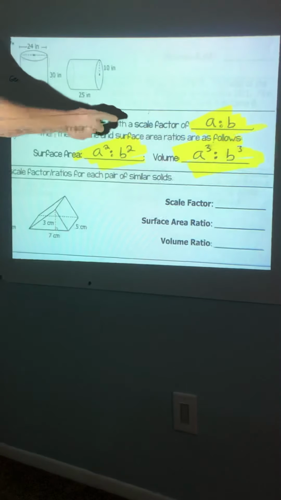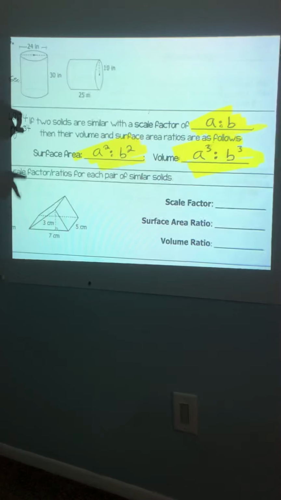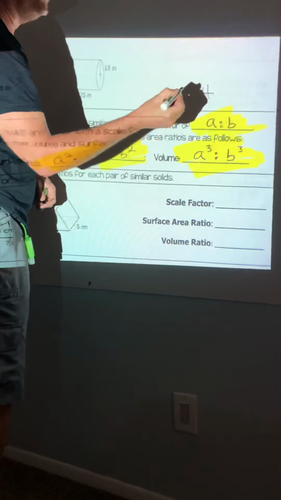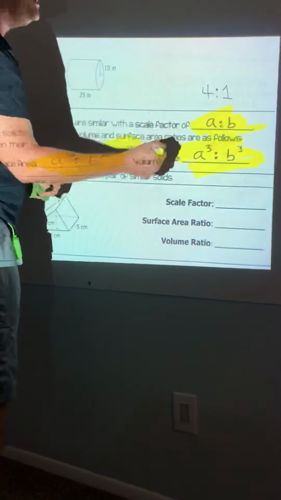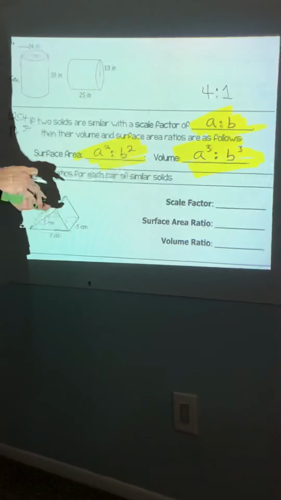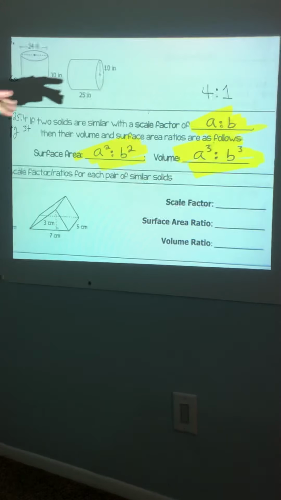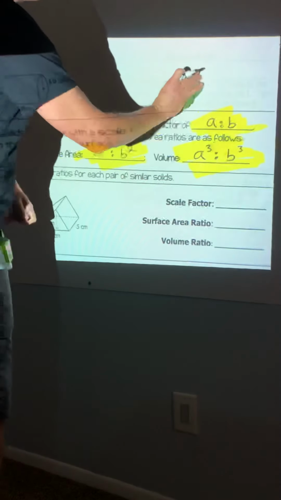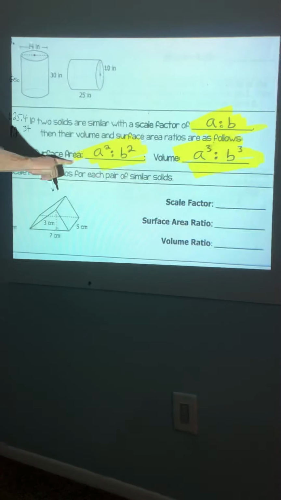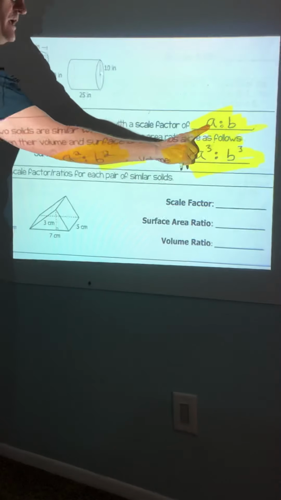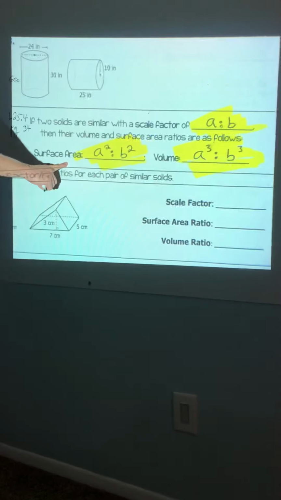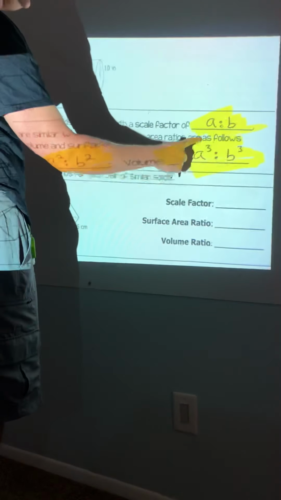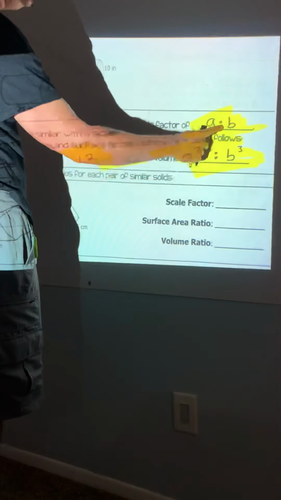If you know the scale factor, like in that last example where we got 4, where the one shape was 4 times bigger than the other, you would say the scale factor is 4 to 1. So this A to B means whatever scale factor you come up with. In that example, it was 4 to 1. If you want to find out the ratio of the surface areas, you're just going to take A and square it. You're going to take B and square it, and that'll be the ratio of the surface areas. If you want the ratio of the volumes, then you will take the original A and cube it, and you'll take the original B and cube it.